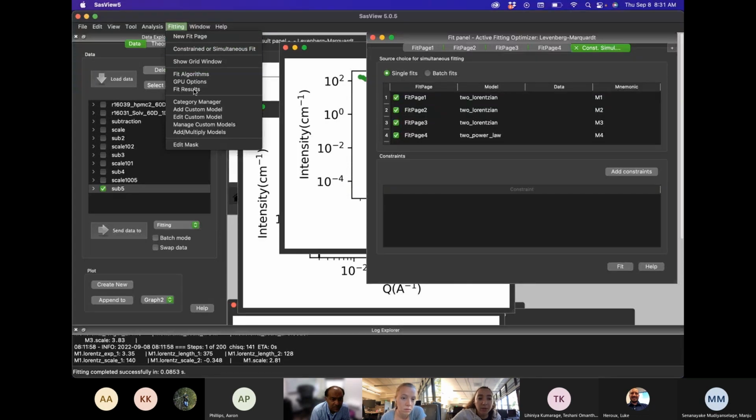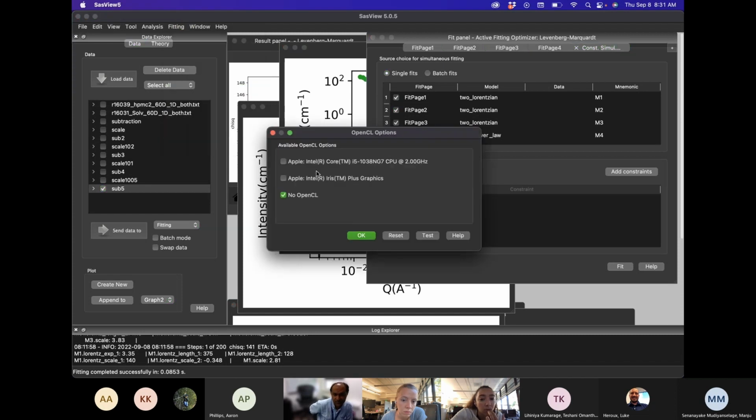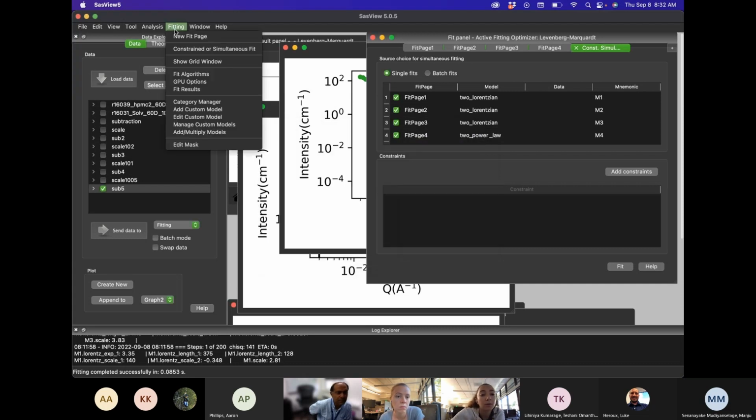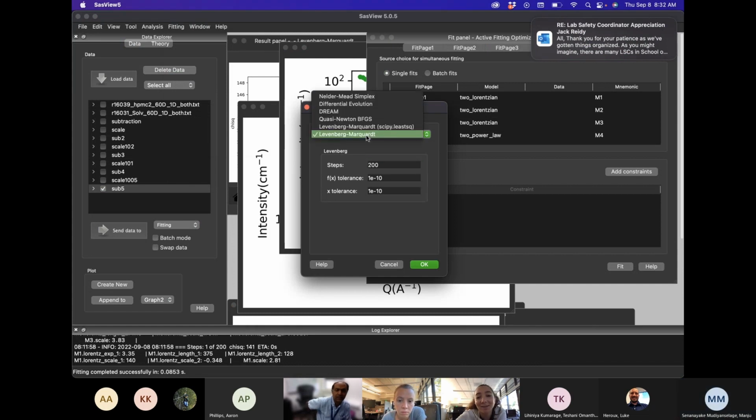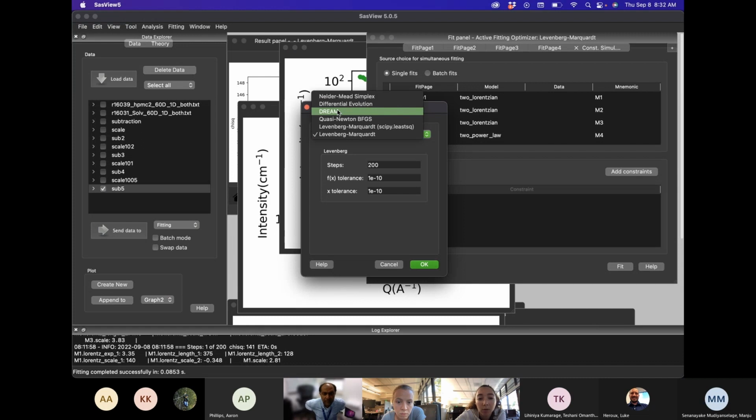Where would I find that? Sorry. I think it's in preference that you set it. If you go through this way, GPU options, and try that. No, that's not correct. Sorry, not GPU options. Fitting algorithm. Yeah, that one. Yeah, that's right. So you can try different ones, Dream.